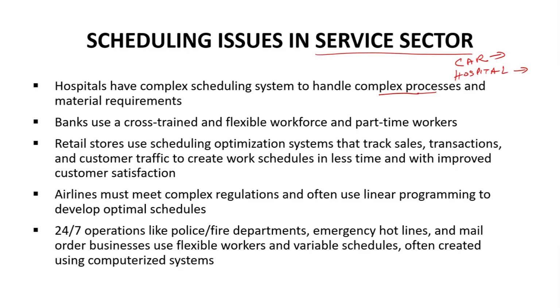Banks use a cross trained and flexible workforce, a person who can work on several counters depending upon the workload. So, a very flexible workforce is very useful in service sectors, whether it is restaurants or banks. If you have a flexible workforce, you can deploy them as per the requirement, or otherwise you have to keep part time workers, though it is very difficult to get a skilled person for banking purposes as a part time worker. Then retail stores use a scheduling optimization system that tracks sales, transactions and customer traffic to create work schedules in less time and with improved customer satisfaction.